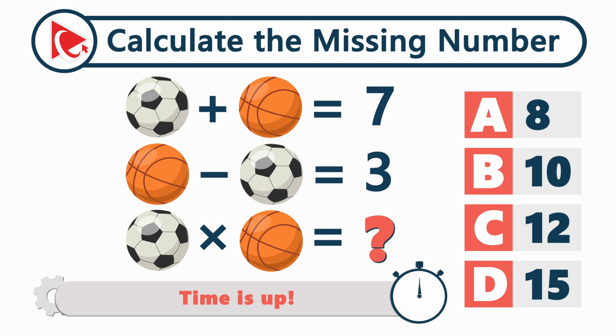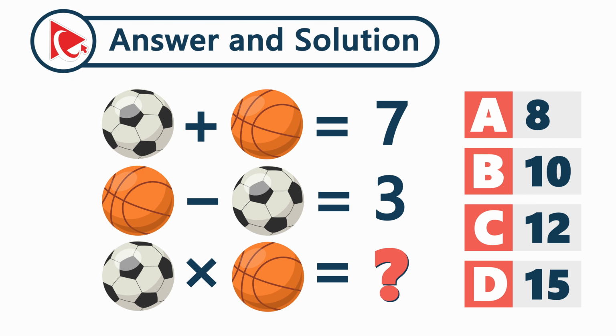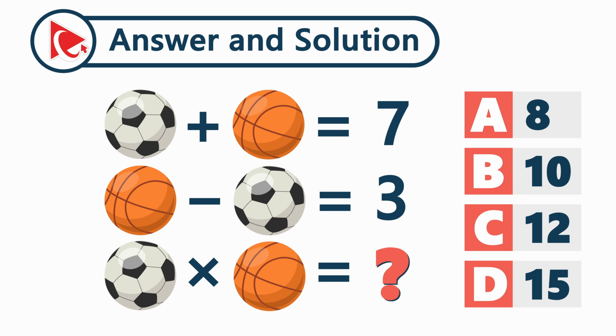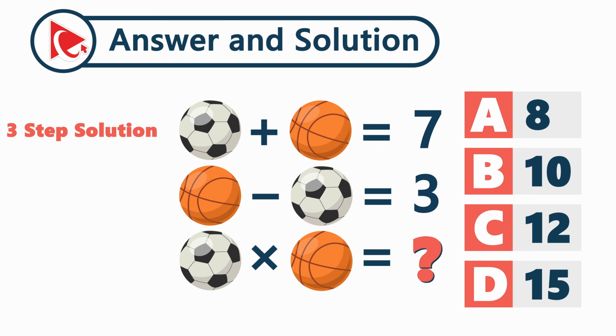Time's up. Do you have your answer ready? I truly hope so, because the solution is as simple and as elegant as this set of expressions. To solve this challenge, we need to remember high school math, or maybe middle school math, or maybe even elementary school math. Remember, we used to do it with x and y variables. Here, instead of x and y, we have basketball and soccer ball. To get the answer to this challenge, we need to use our 3-step solution.